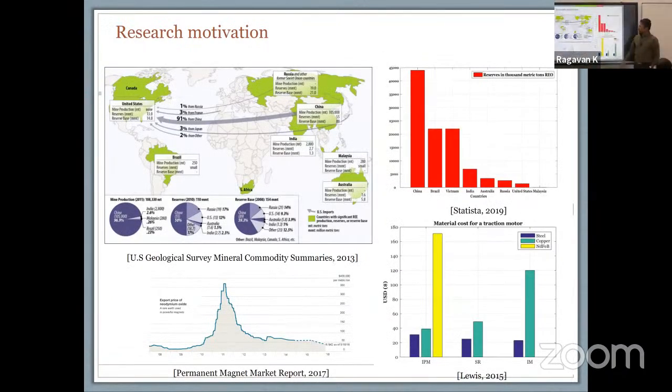Just to give you a quick snapshot view of where things are. If you look at the material cost for a traction motor, your permanent magnet is one of the most expensive components. This is based on data from some time back, but the numbers have only gotten worse since. If you look at the reserves in terms of metric tons, China has the highest reserve of rare earth material. In the market report, there was a huge spike in the permanent magnet cost, in dollars per metric ton, right around 2011.